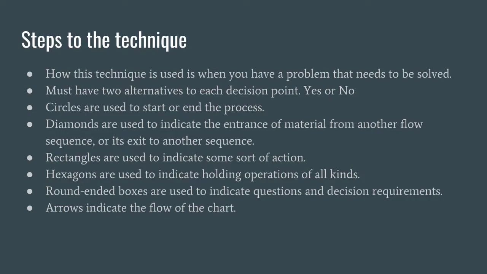For example, circles are used at the beginning and the end of the process. Diamonds are used to indicate the entrance of material from another flow sequence or its exit to another sequence. Rectangles are used to indicate some sort of action. Hexagons are used to indicate holding operations of all kinds, and round-ended boxes are used to indicate questions and decision requirements. Also, these are all connected by arrows to indicate the flow of where the chart is going.